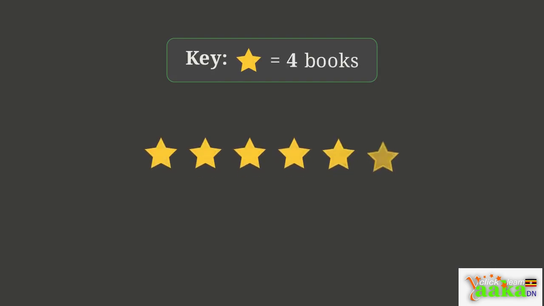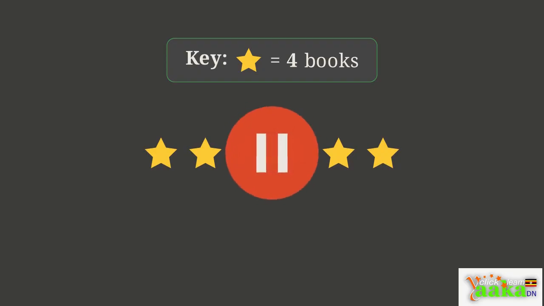Let's try it. Here is a new graph where the key states that 1 star symbol equals 4 books. If you see 6 star symbols in a row, what is the total number of books? Pause the video and calculate your answer.